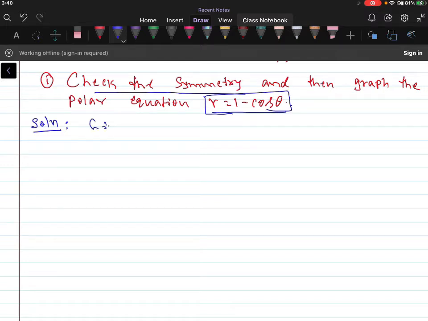So given polar curve r is equal to 1 minus cos theta. Let us take it as equation 1. So let us verify whether the polar curve is symmetric about the polar axis or symmetric about the y-axis or the origin. So let us check one by one. Now check the symmetry about the polar axis. So we call it the x-axis.